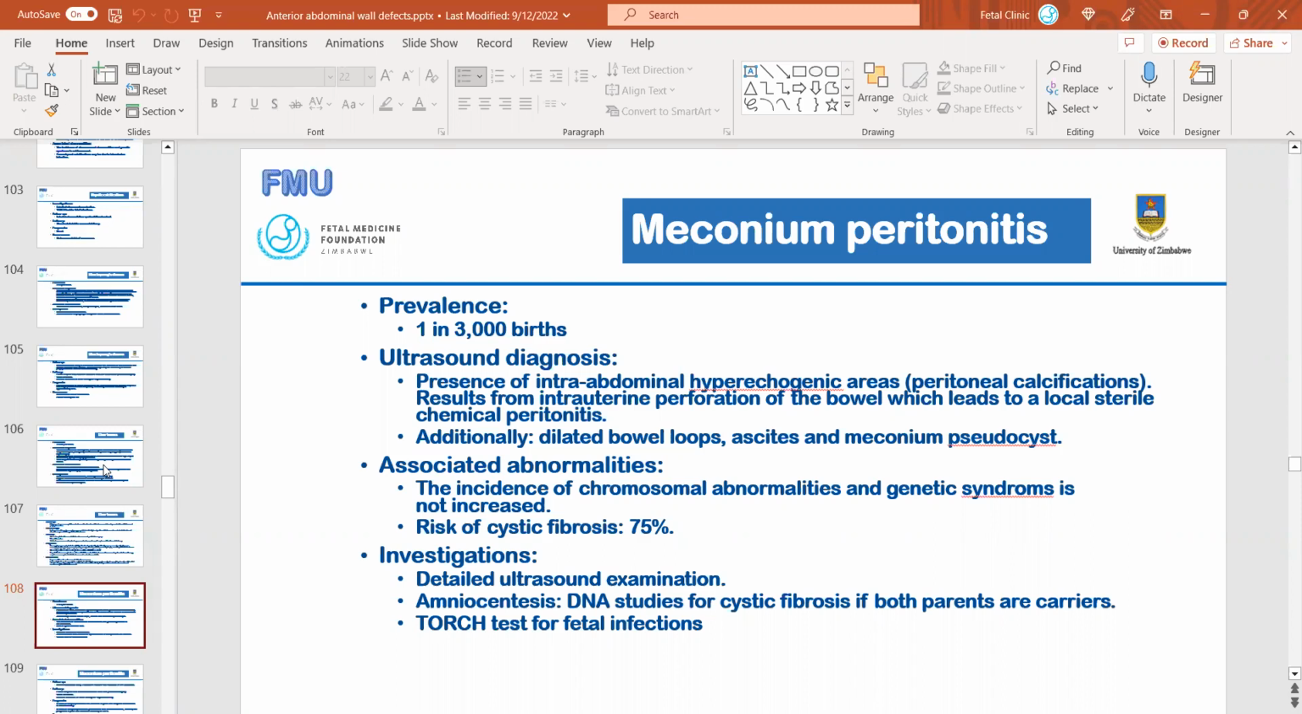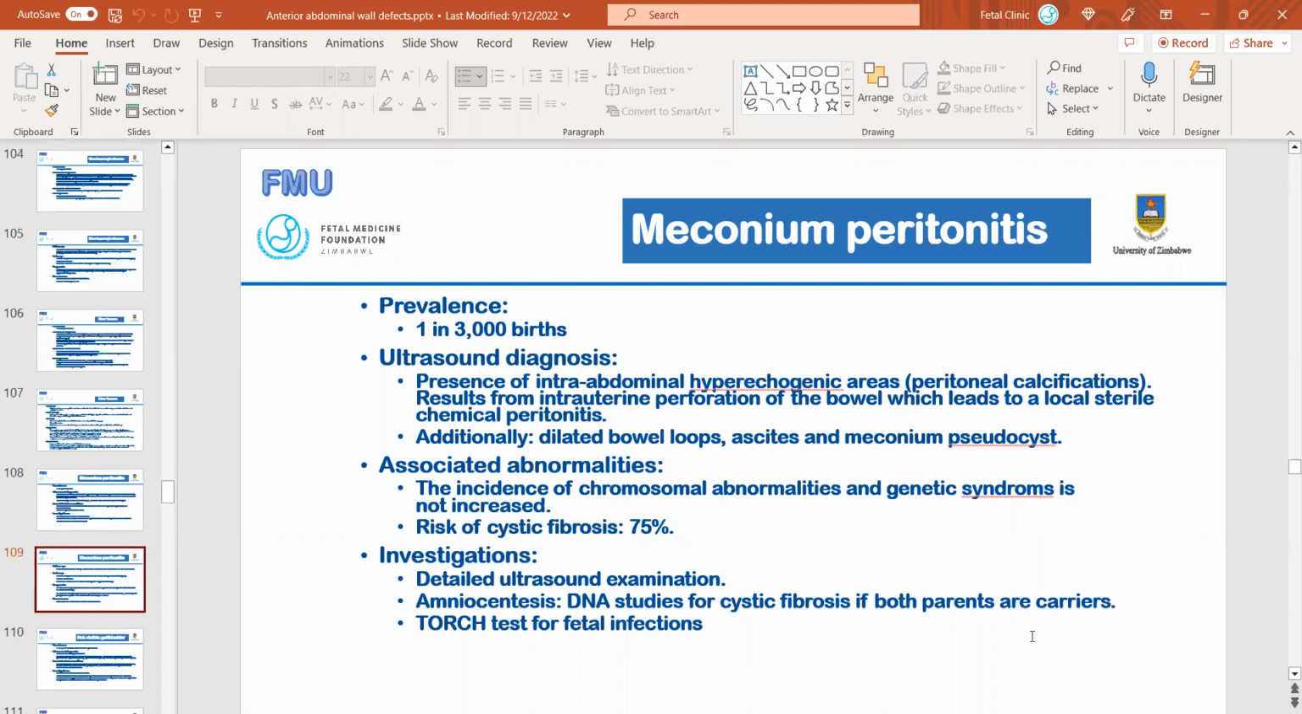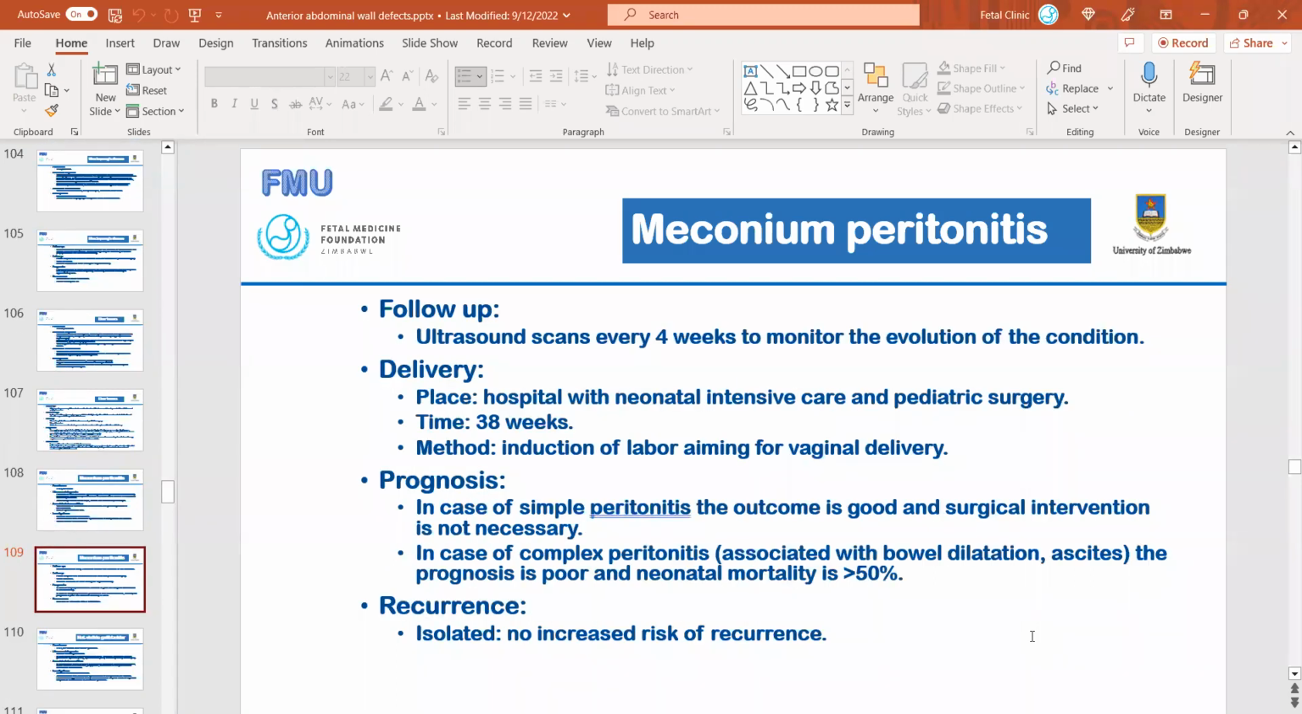Detailed ultrasound scan examination is required, and amniocentesis is done to try and diagnose cystic fibrosis, especially if both parents are carriers. TORCH test for fetal infection is also recommended. Every 4 weeks to monitor evolution of the condition and fetal growth is the follow-up plan. Again, delivery in a unit with intensive care and pediatric surgery. 38 weeks is the time, and induction of labor is the way to go if there's no obstetric contraindication.